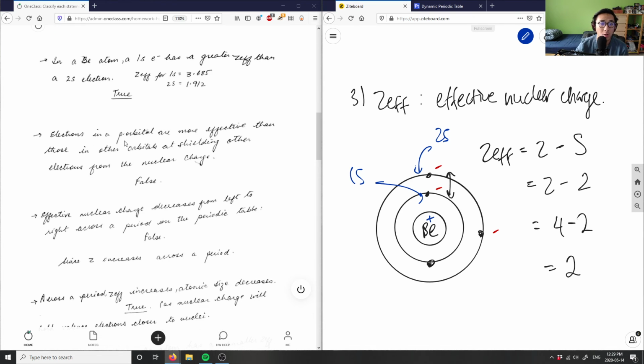Electrons in a p orbital are more effective than those in other orbitals at shielding other electrons from the nuclear charge. So it's talking specifically about electrons in the p orbital. Are they more effective than those in other orbitals at shielding other electrons from nuclear charge? In this case, it's actually false, right? And this solution is correct because I also have d and f orbitals that we did not consider because we don't have enough electrons in this case. These guys also participate in the shielding effect as well, right?